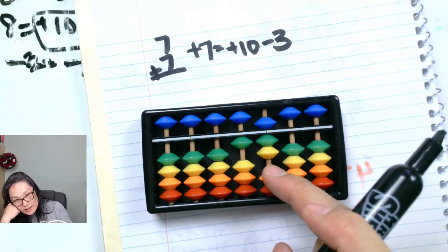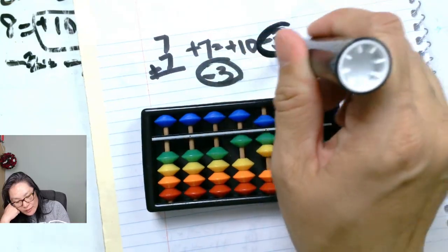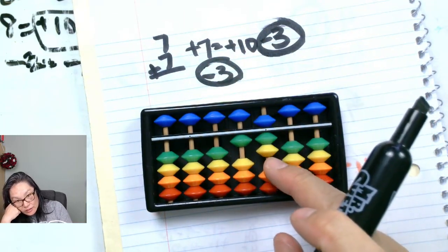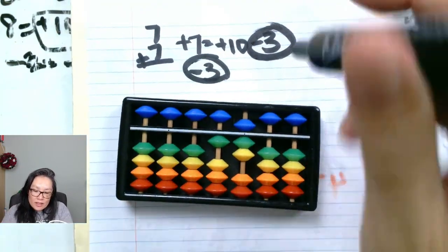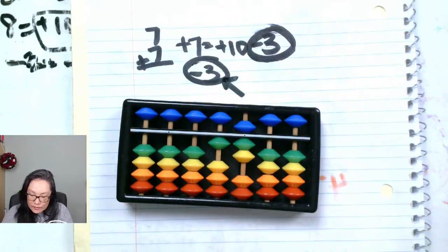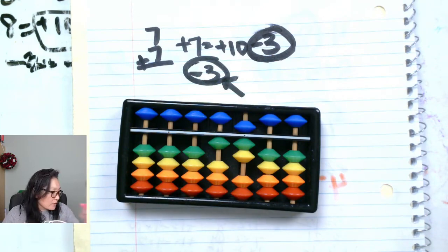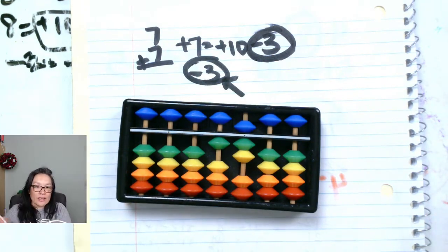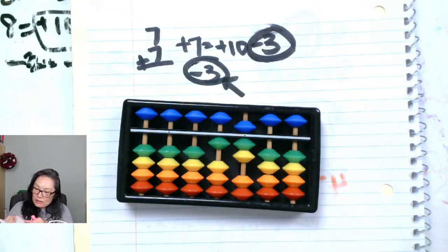Oh, nuts. Minus 3. I don't have enough beads to minus the 3. What do we do? This is where we get two-step equation from. Why? Because we've got to break this one down into manageable chunks. So how do we minus the 3? We know how to minus the 3. Thank you, Neon. Yes, minus the 3.